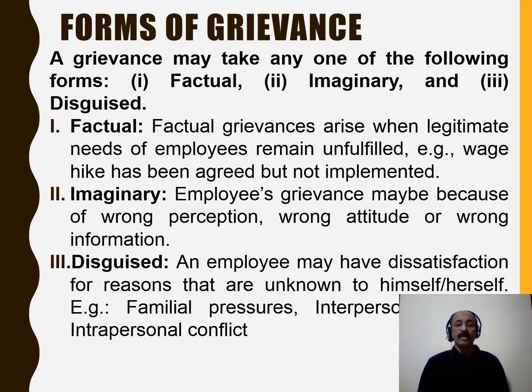Now, the third one is called disguised. An employee may have dissatisfaction for reasons that are unknown to himself or herself. For example, the employee may be going through family pressures, and the grievance is often shown in the workplace. Or the employee may have an interpersonal or intrapersonal conflict, and the grievance is shown in the workplace. So that also is a type of grievance. So there are three different types of grievances: one is called factual, the other is called imaginary, and the third one is called disguised.